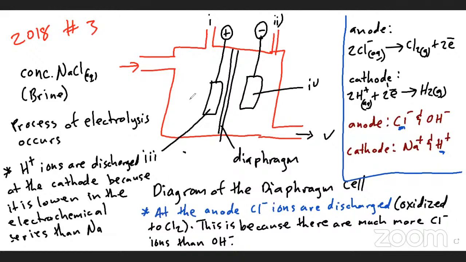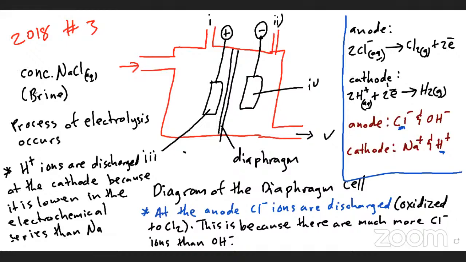Negative ions from electrolysis migrate to the positive anode. The anode is positive, so negative ions go there. The cathode is negative, so positive ions go there. Let us label this.